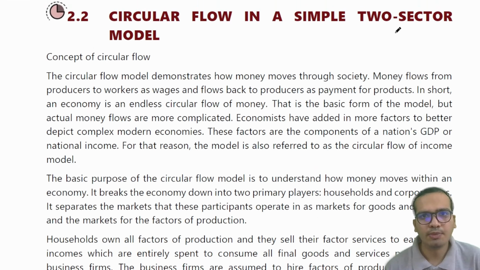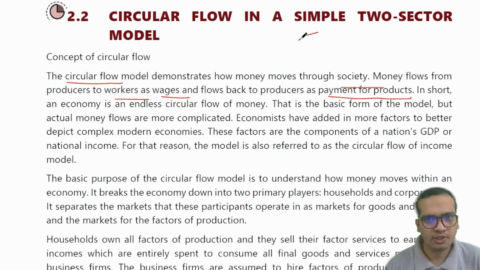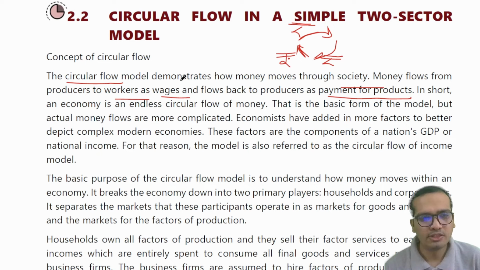Circular flow in a simple two sector model. So, the concept of circular flow. The circular flow model demonstrates how money moves through society. Money flows from producers to workers as wages and flows back to producers as payment for products. So it works this way. This is called circular. It means you give money to someone, he will pay it to some other service, and the money will start flowing in a circular manner. In short, an economy is an endless circular flow of money.